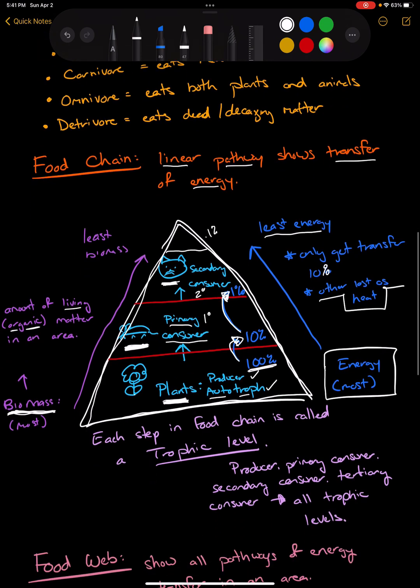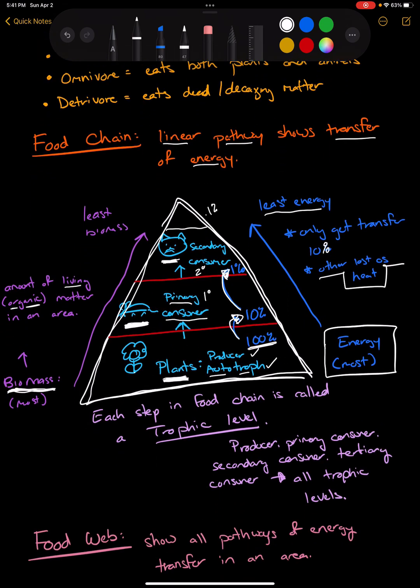And these steps of a food chain actually have a fancy name. These are called a trophic level. So each step in a food chain is called a trophic level. So my producer, my primary consumer, my secondary consumer, my tertiary consumer, these are all considered trophic levels. A trophic level is just a step in a food chain.